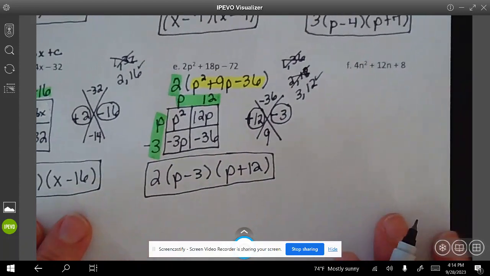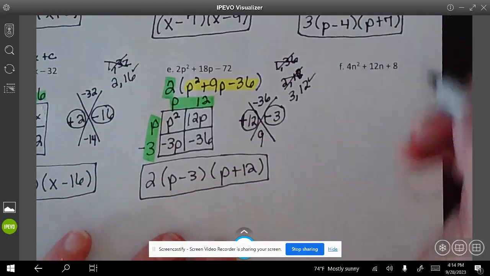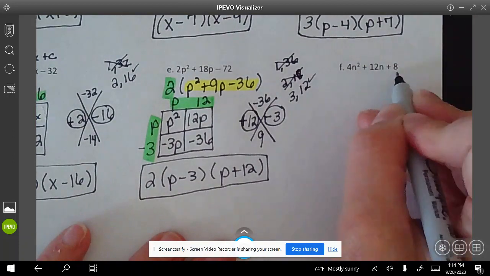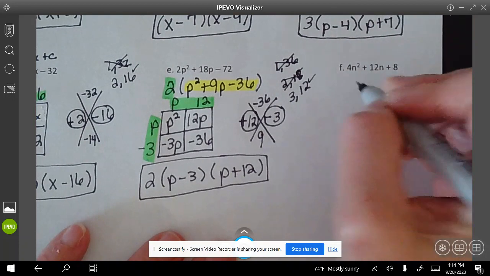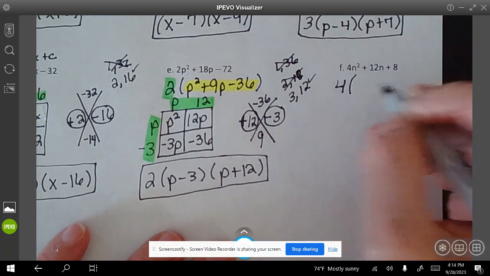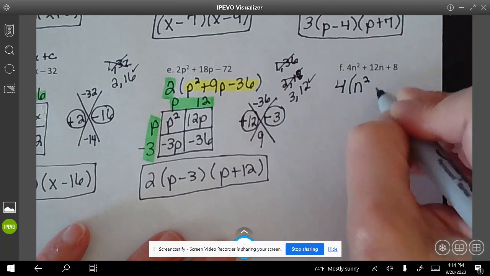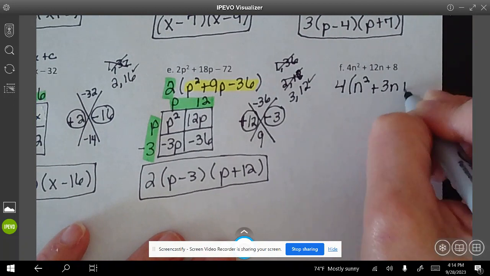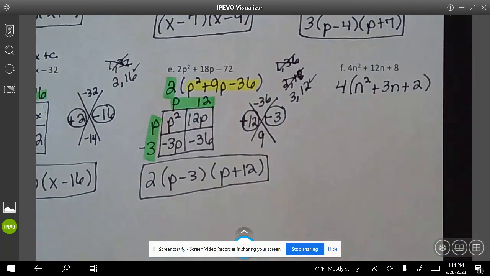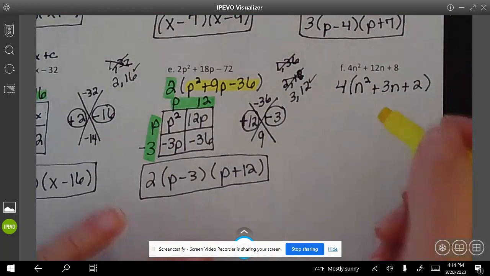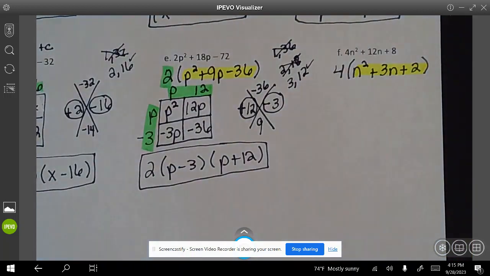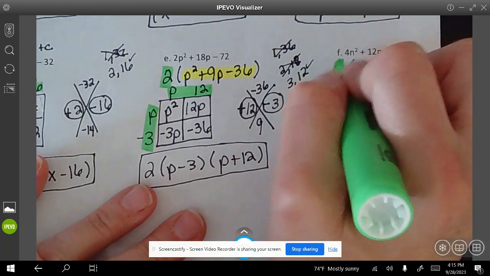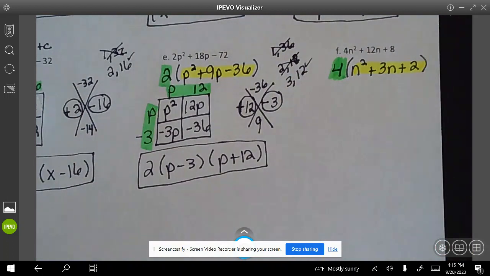All right, let's look at the last one. In this one, again, we don't have a 1, but all of these have a greatest common factor of 4. So we're going to take the 4 out. That leaves us with n squared plus 3n plus 2. Now, we're doing the box method just on this right here. Again, I'm going to highlight this 4 just so I know, hey, I got to keep that in my answer when I write my answer.